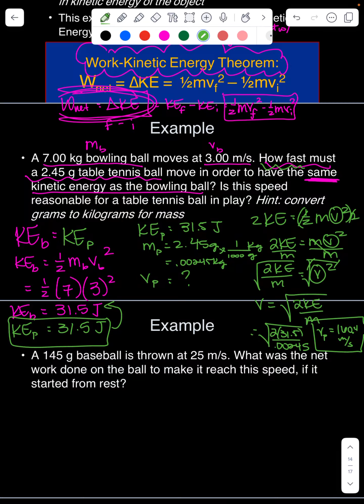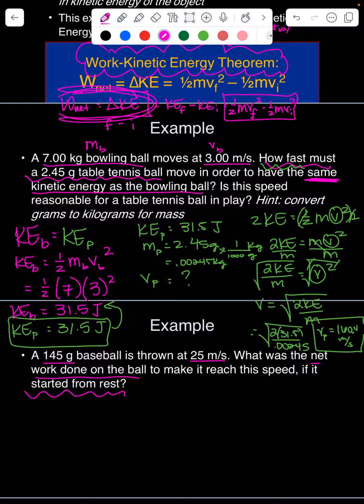All right, so we're going to move on to this next one. We have a 145 gram baseball thrown at 25 meters per second. I want to know, what is the net work done on the ball to make it reach this speed if it started from rest? Here we are looking at one single object, this baseball, and this baseball has changed its velocity. So what we are looking at is our work kinetic energy theorem.